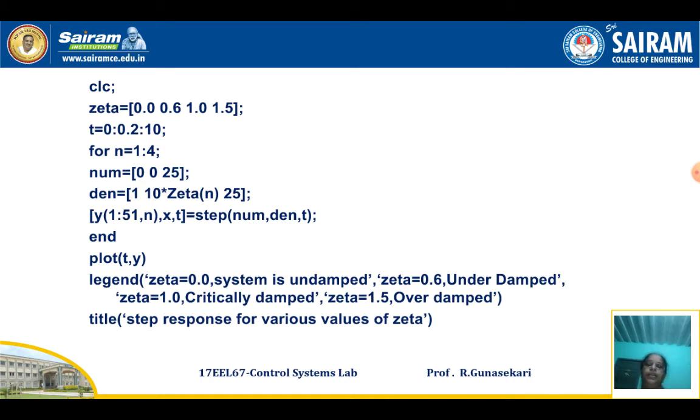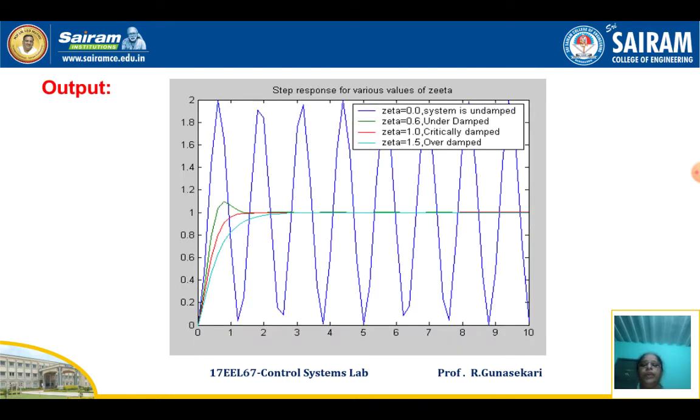Then the numerator, our function is what? 25 divided by s squared plus 10s plus 25 only. Then n means 4 conditions: undamped, underdamped, critically damped, overdamped. Then I want the output, then n, then plot y. If you run this program, you can get the waveform.